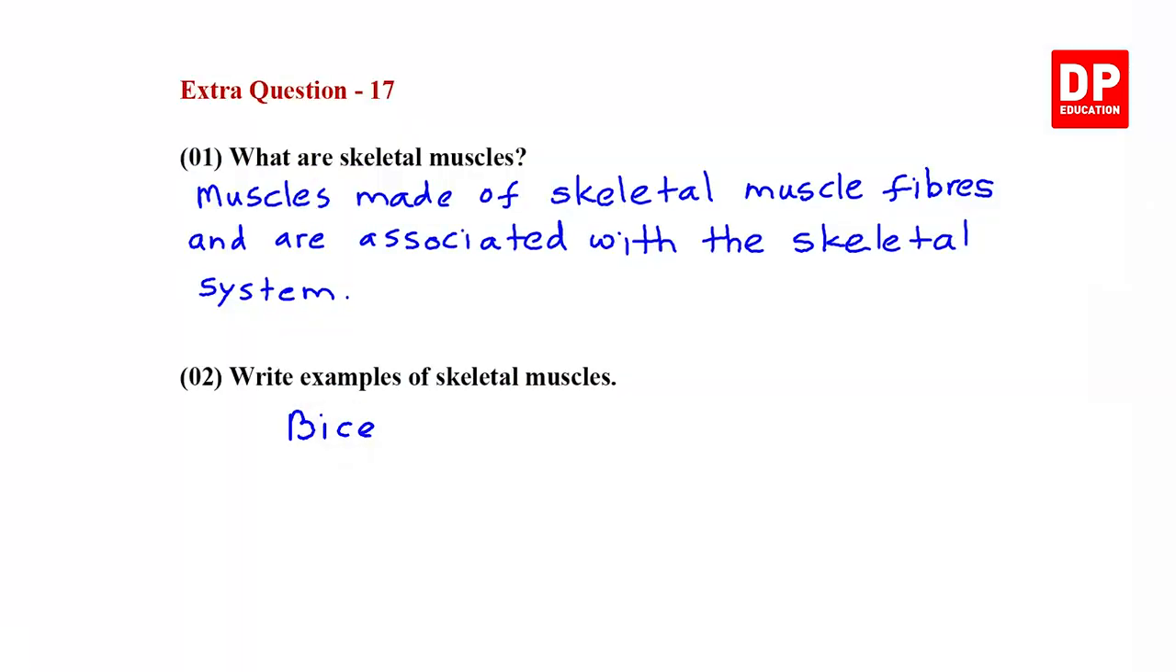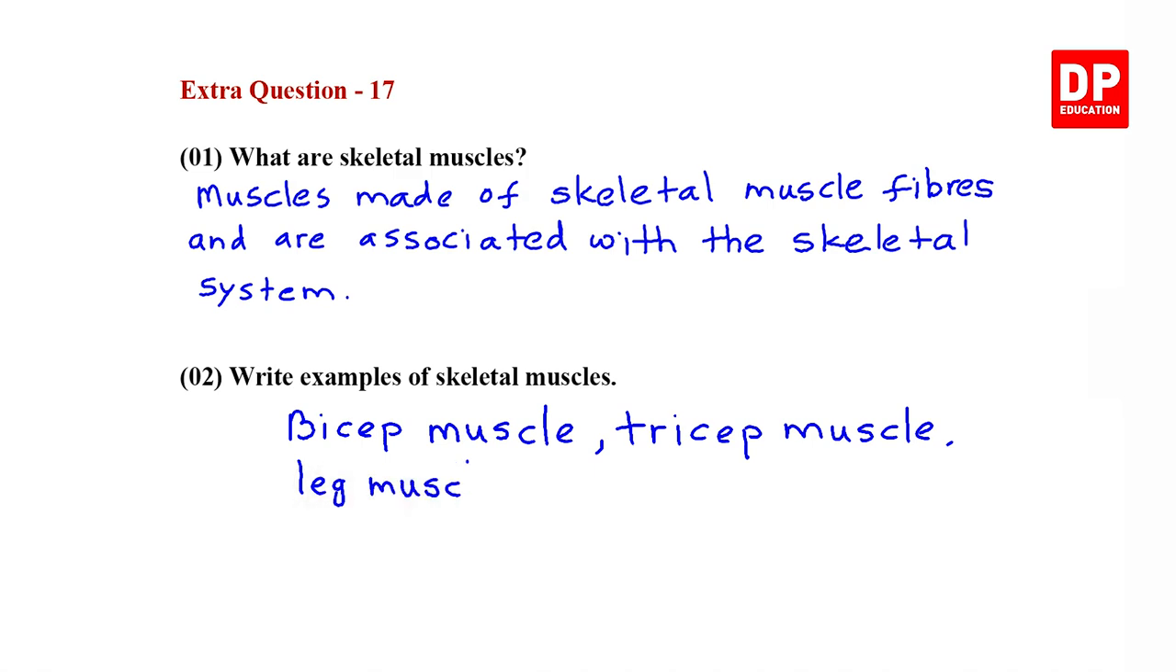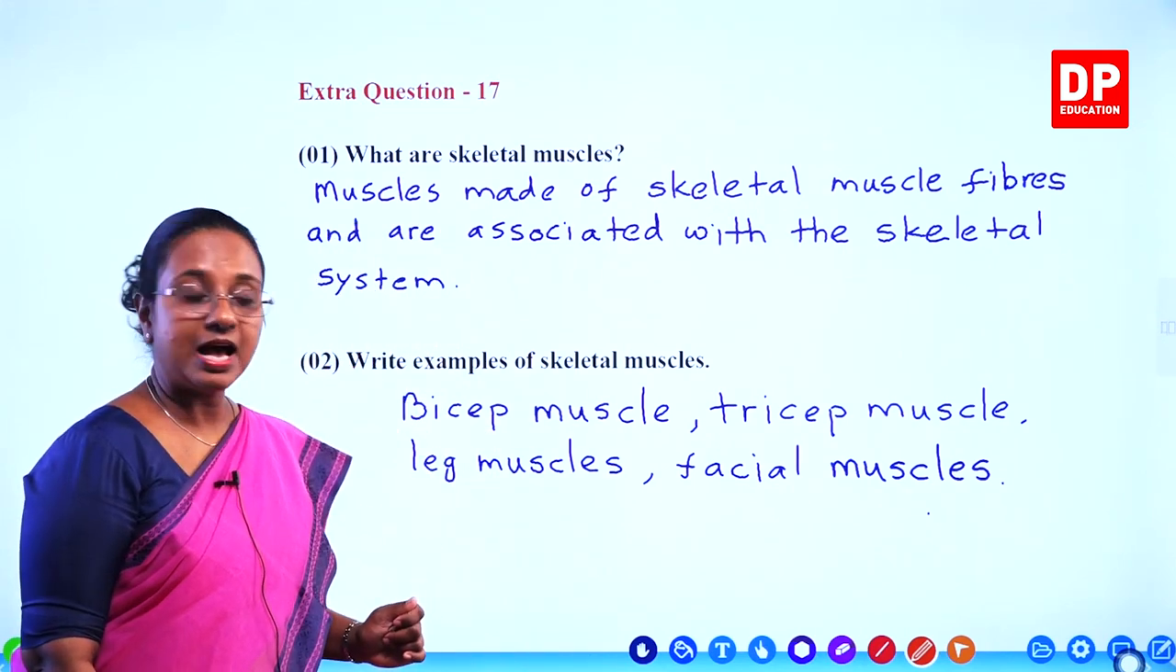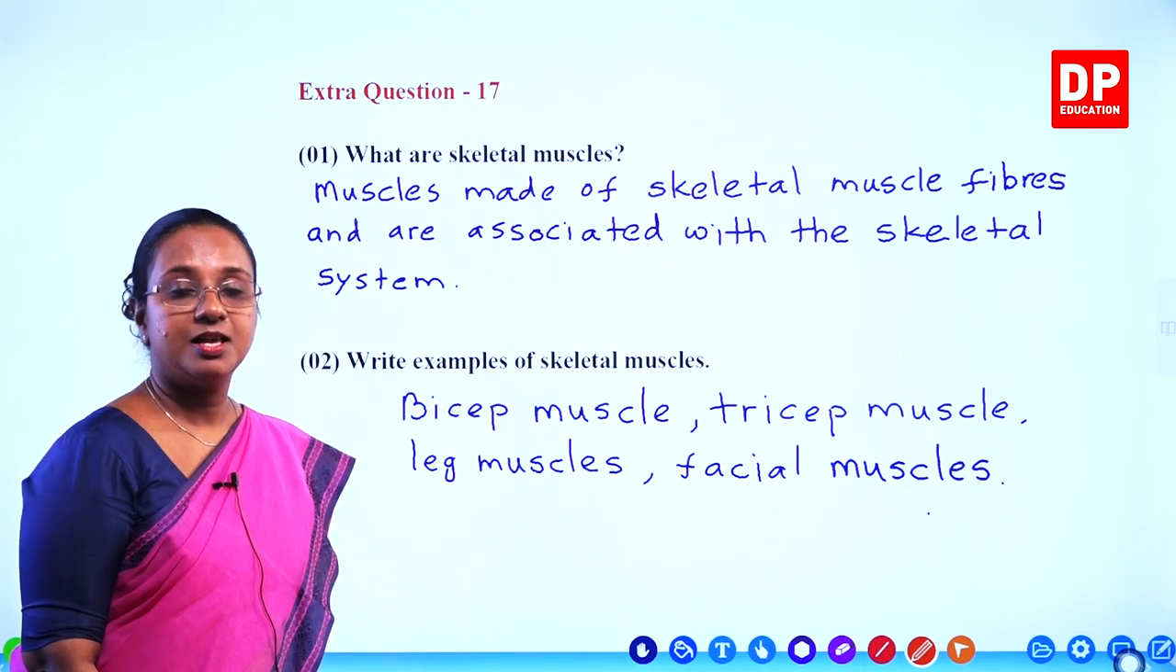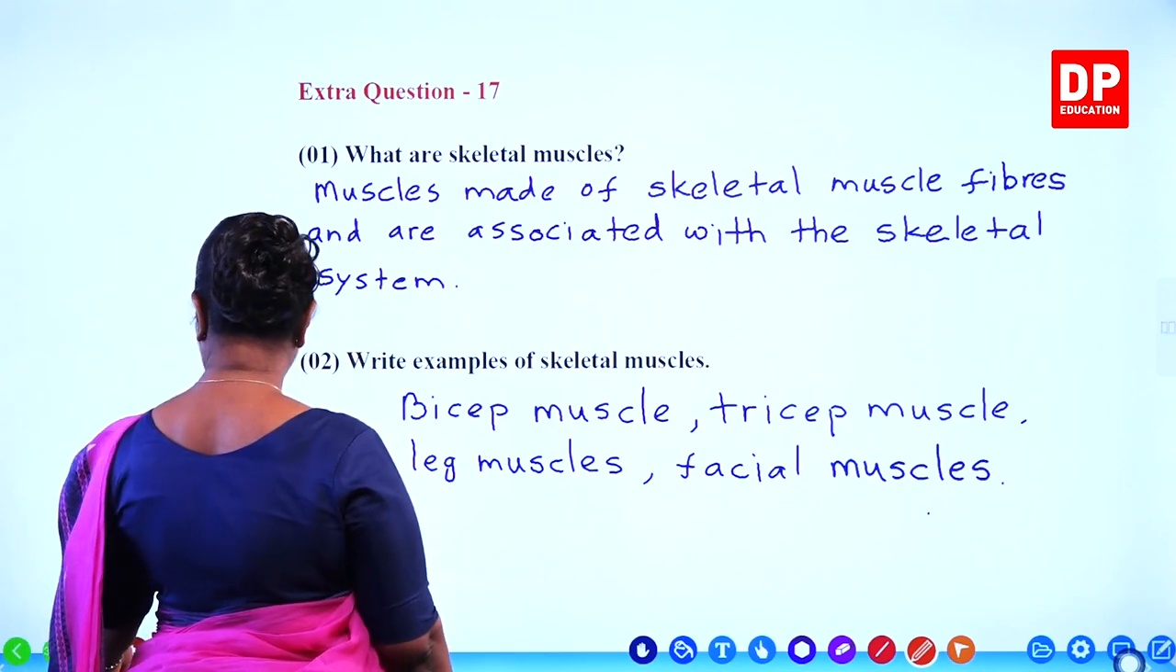Bicep muscle, tricep muscle, then we have the leg muscles and the facial muscles. So these are examples of skeletal muscles. We will move on to the next question.